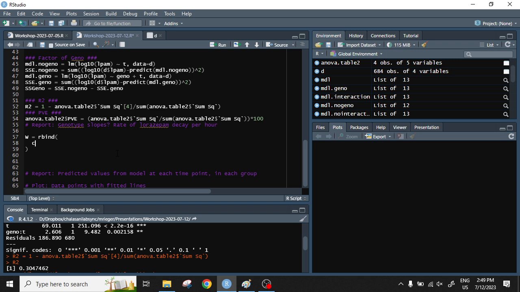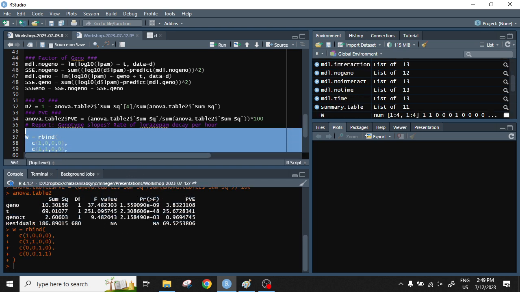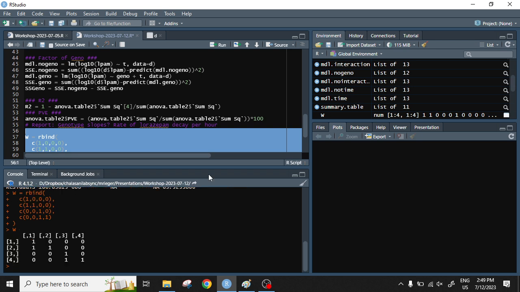And I'm going to use the c for the vectors, and we're going to have c(1, 0, 0, 0). Whoops. And then we're going to have c(1, 1, 0, 0). And then we're going to have c(0, 0, 1, 0). And c(0, 0, 1, 1). Okay? So then W should look like this when you're done.